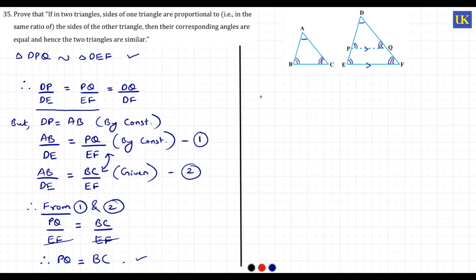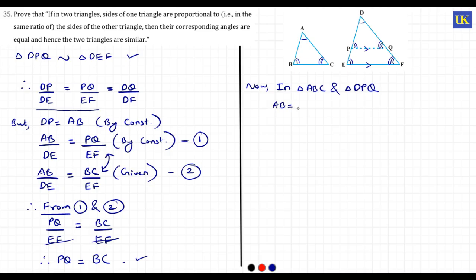Now what we'll do is take these two triangles, triangle ABC and triangle DPQ. So this small triangle and this small triangle. We'll take these two triangles and we'll prove them congruent.